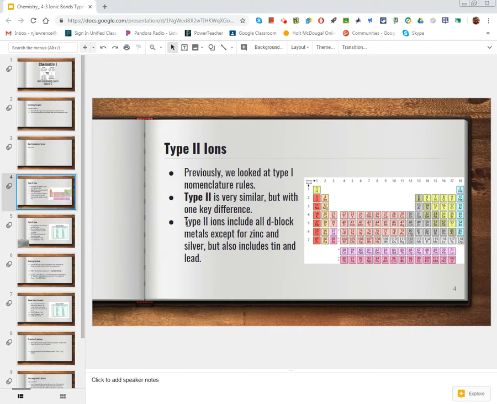Your type 2 ions are the ones that are here in the D block. When you look at your D block or your transition metals, you're going to notice something about them and their oxidation state. Type 2 is going to use D block transition metals, except for zinc and silver, and then a few other non-D block elements like tin and lead. But typically we're just dealing with D block elements plus tin and lead, which are over here.